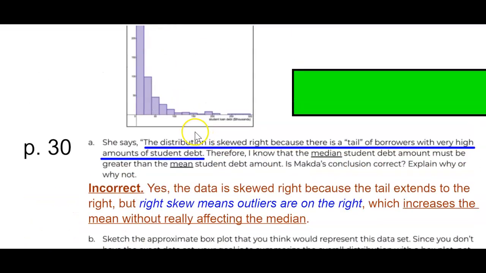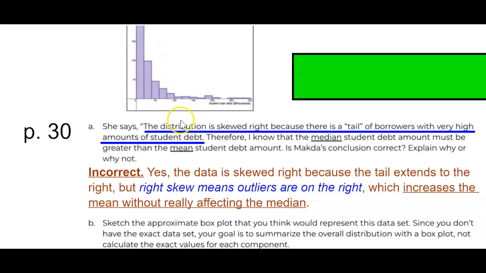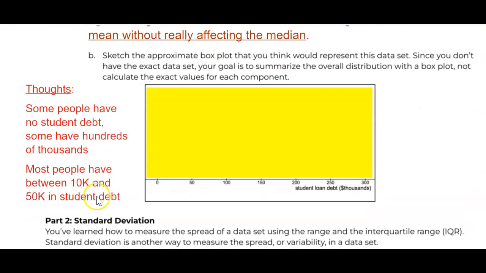Okay, so it looks like most of this data is down on the left side here. So our middle point is not going to be the middle of the x-axis. If you think about how a median works, we don't have nearly as much data to the right of 100,000 as we do to the left. So our middle point, if we were to do this with a dot plot, would be way lower than what the mean would be. All right, so the thoughts are, some people have no student debt, and some have hundreds of thousands, but most people have between 10 and 50,000.